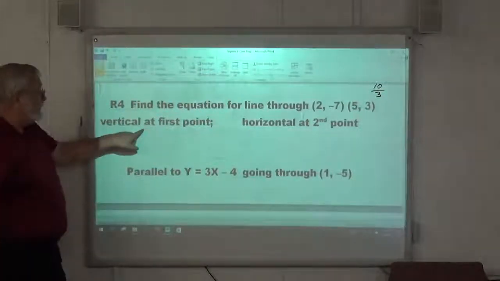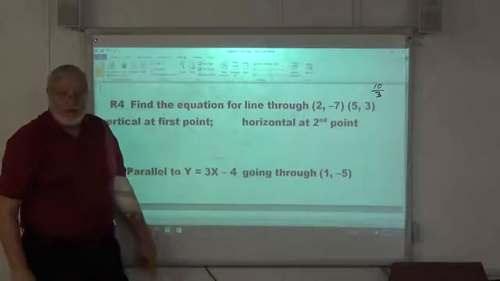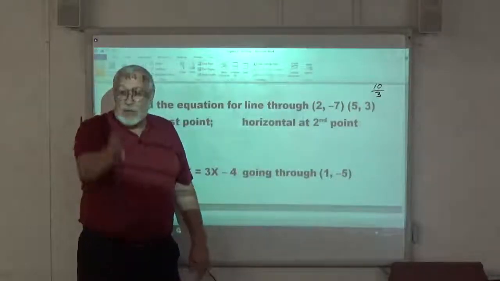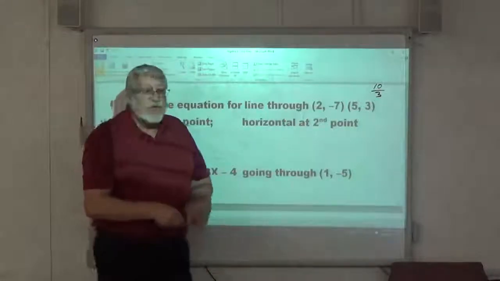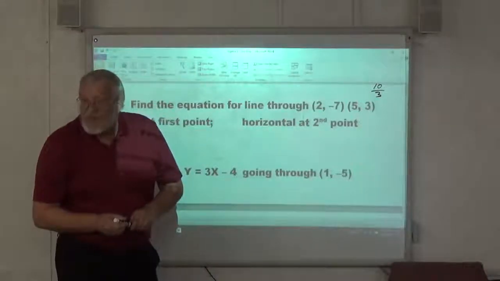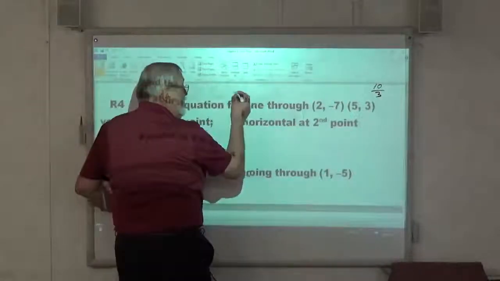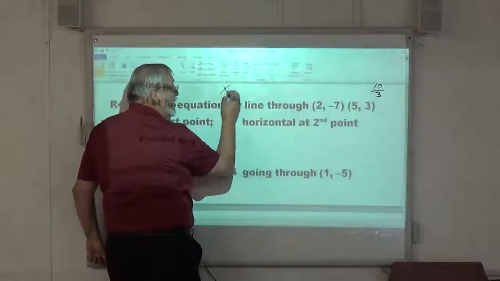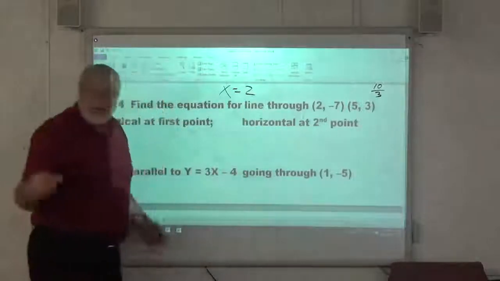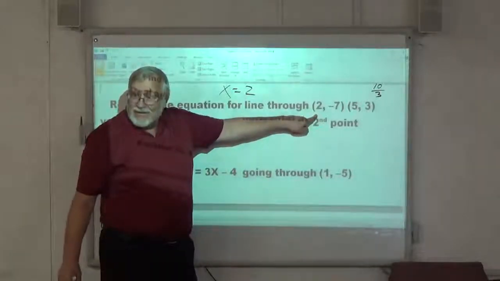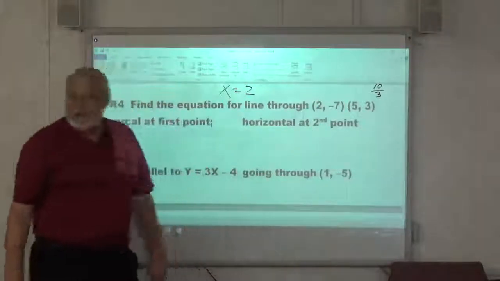So if it's vertical going through the first point, does it have slope? No, so therefore it doesn't say y equals. It says x equals. X equals what in this case? Well, look at it. First point. Which is the x number? 2. So x equals 2 is the equation.